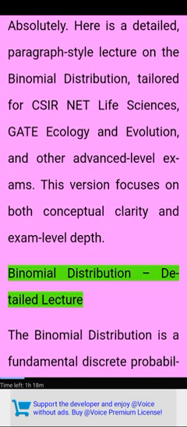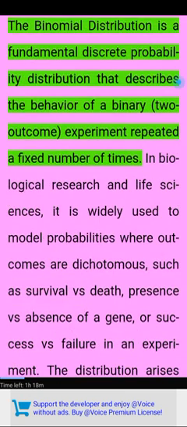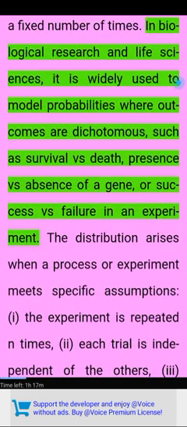Binomial distribution, detailed lecture. The binomial distribution is a fundamental discrete probability distribution that describes the behavior of a binary, two-outcome experiment repeated a fixed number of times. In biological research and life sciences, it is widely used to model probabilities where outcomes are dichotomous, such as survival versus death, presence versus absence of a gene, or success versus failure in an experiment.